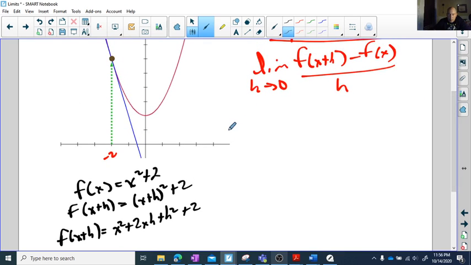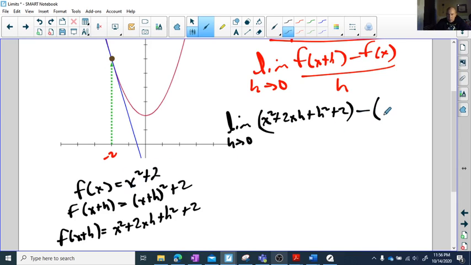Let's go up to this formula. The limit as h goes to 0 of f of x plus h. This expression is f of x plus h: x squared plus 2xh plus h squared plus 2. Subtract the original function f of x. That's this: x squared plus 2. All over h. These will always generate indeterminate limits, but they will be indeterminate limits that we should have the capability of eliminating.